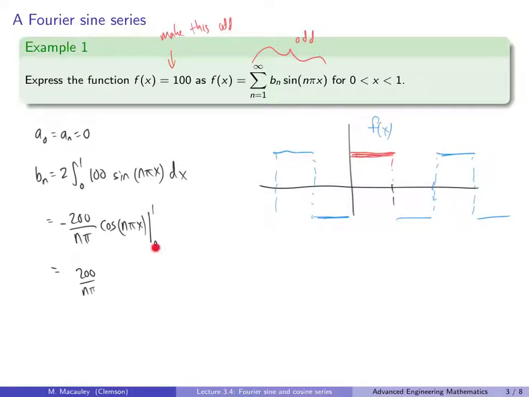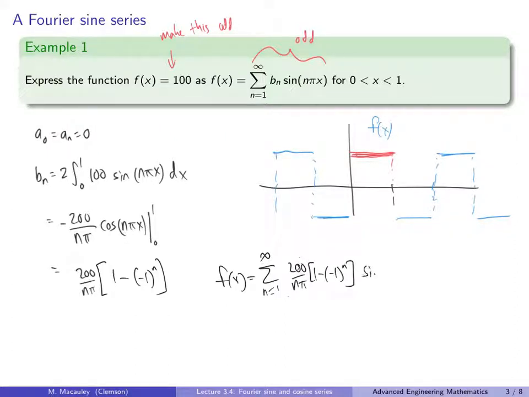Because of the negative sign, I'm going to plug in 0, then plug in 1. If I plug in 0, I get 1. If I plug in 1, I get cosine of n pi, which is negative 1 to the n. So this is it. f of x equals the sum from n equals 1 to infinity of 200 over n pi times (1 minus negative 1 to the n) times sine of n pi x. So there we go. There's our function that is a sum of sine waves that is equal to 100 from 0 to 1. Now we don't care what it is elsewhere.